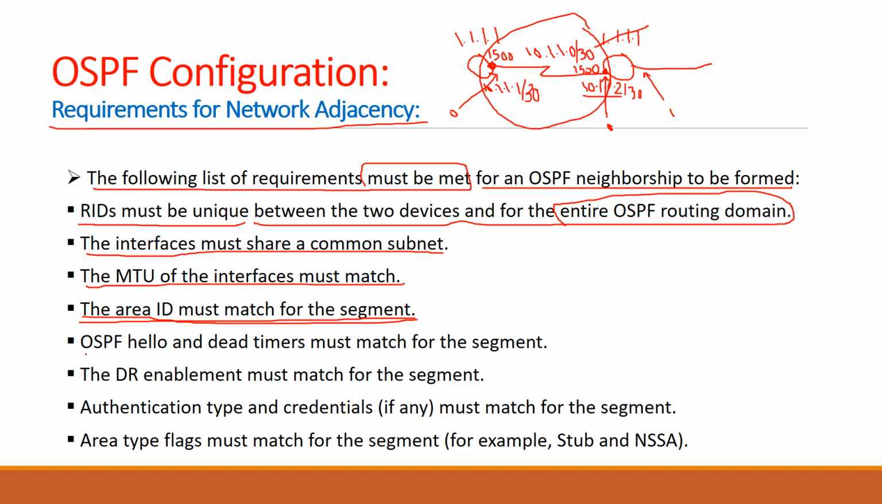The other requirement: OSPF hello and dead timers must match for the segment. For this interface, the hello timer and the dead timer must match the hello timer and dead timer for this interface on that segment. The designated router enablement must match for the segment. Authentication type and credentials, if any, must match for the segment. If you use OSPF authentication, the type and credentials must match on the segment.